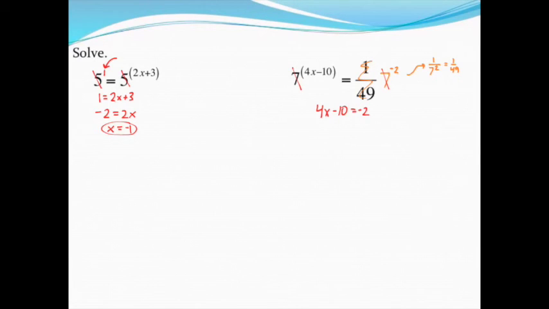So if I solve this equation, I'll add 10 to both sides, so 4x would have to equal 8, and then divide by 4, so we find out that x must be 2.